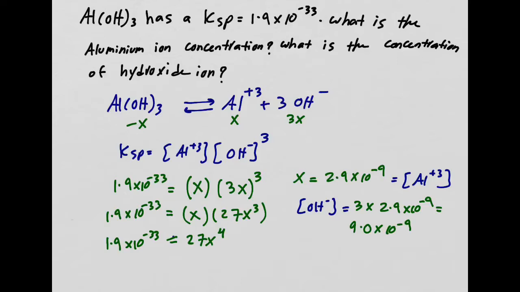Now, this is super cute. Check this out. What you should do now is take these numbers and plug them back into the Ksp and check if you get 1.9 times 10 to the minus 33. You should definitely do that. So check your work. How would you check your work? Plug it back in here and see if that's the Ksp that you would get. Okay. All right. Nice job.